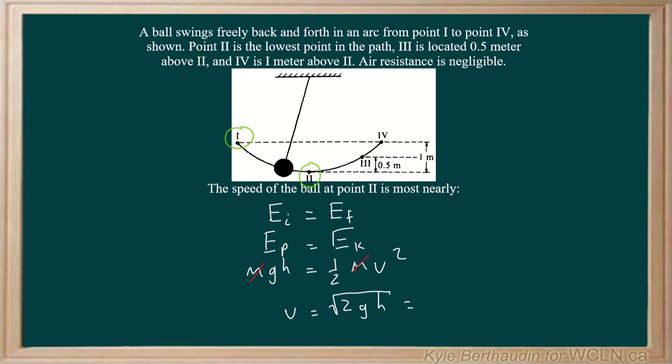If we plug in our values, we'll have 2 times 9.8 meters per second squared multiplied by the height at point 1, which is 1 meter, and that's all inside a square root. If we multiply all those together, we'll find that the velocity at point 2 is 4.5 meters per second.